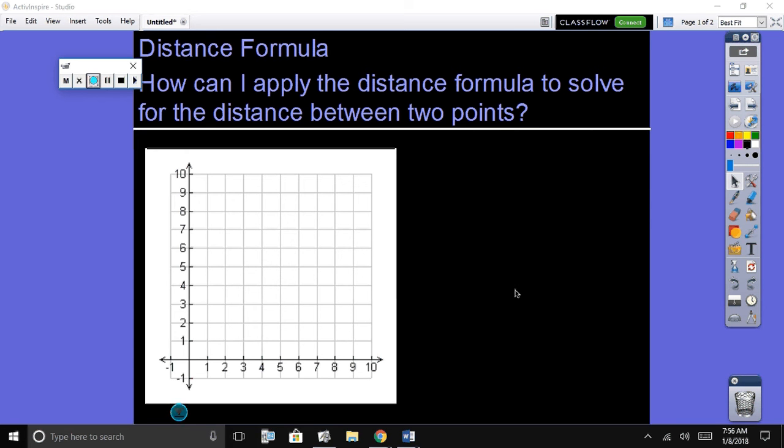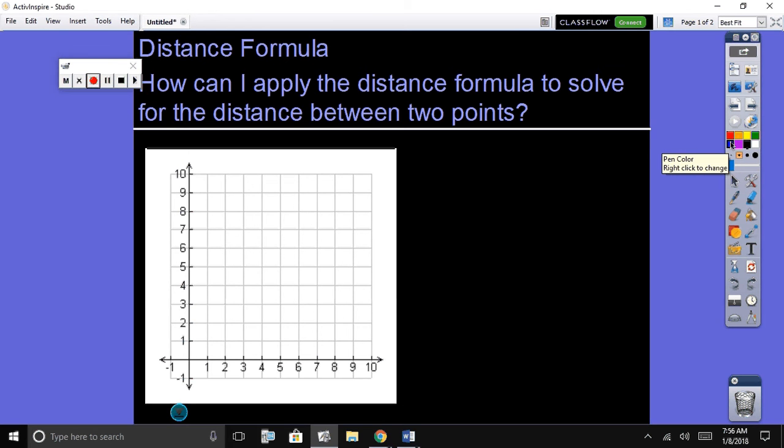This is Mr. Arvinson, and in this video we're going to learn about the distance formula. The central question is, if we have 2 points, how can I apply the distance formula to solve for the distance between them? So I want to give an example and show a picture to go along with this.